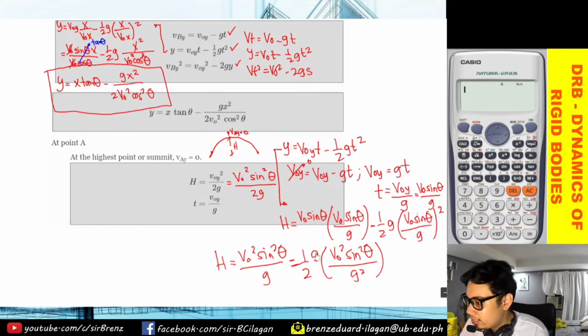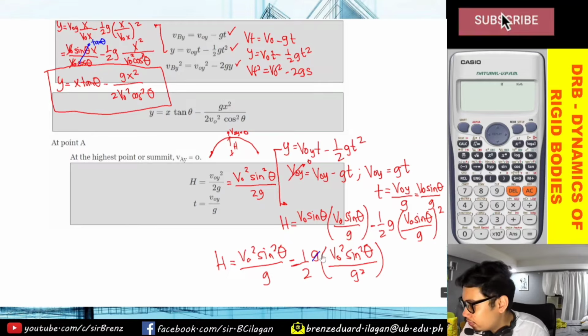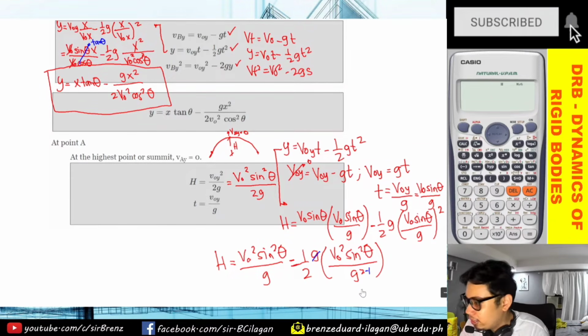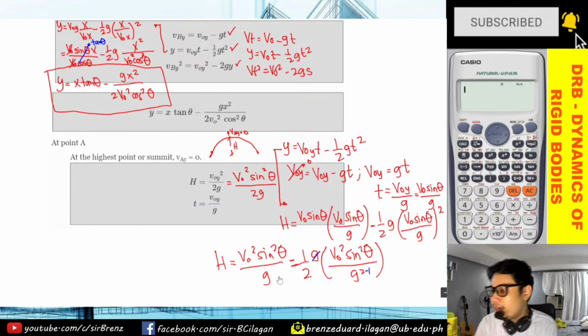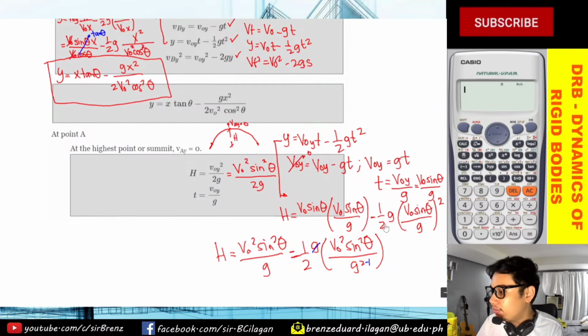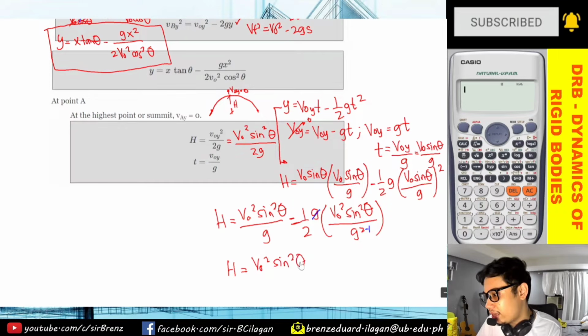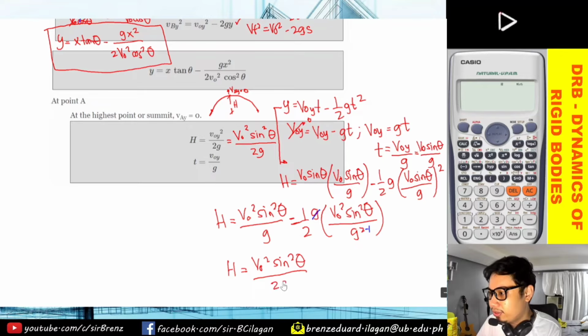So, pwede kong i-cancel na. Cancel na guys natin to. And ito, ma-minusan ng 1. So, parang nangyari dito, since common yung V0 squared sine squared theta over g, parang naging 1 minus 1/2. Or ang matitira na lang sa'yo is ito na. So, H is equals to V0 squared sine squared theta, 1 minus 1/2, so magiging 1/2 over 2g.